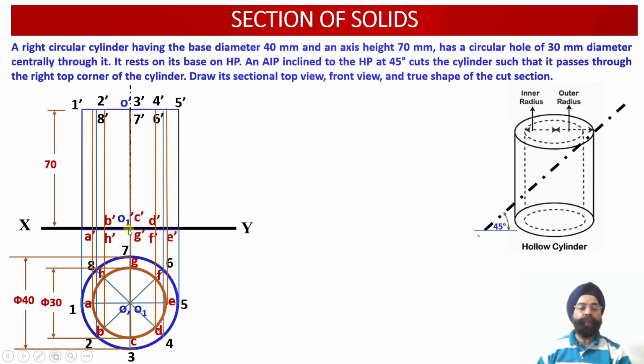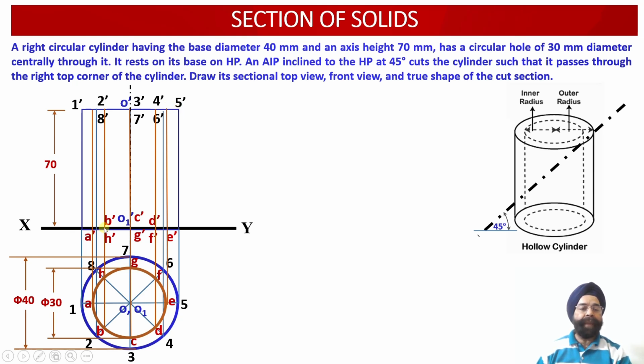So these 8 points we have marked onto the base of the cylinder corresponding to the hollow portion of the cylinder, which is going to have diameter equal to 30 millimeter. So here one thing we need to observe, 8 points we have marked on the top face corresponding to the outer portion of the cylinder.